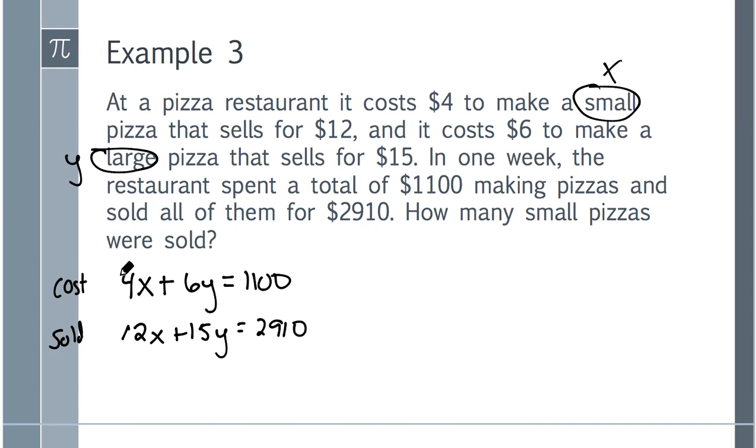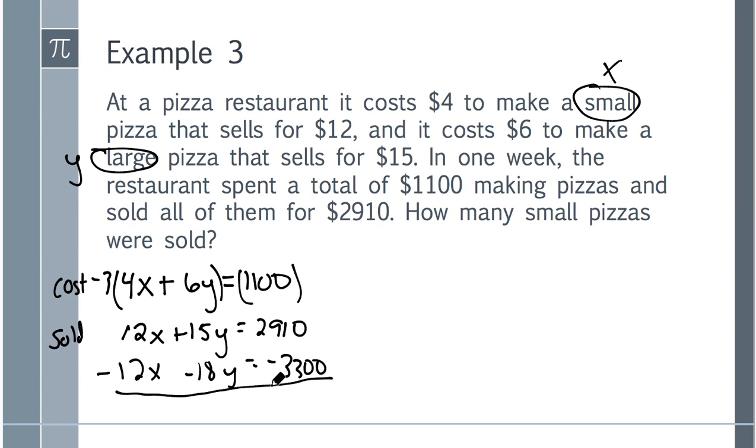All right, now that I have my system, I need to eliminate a variable, and it looks like I can easily get rid of my x's by multiplying the top equation, or the first equation, by negative 3. And then when I do that, I get negative 12x minus 18y, and that's going to equal negative 3,300. When I add these together, my x's cancel, and I'm left with negative 3y equals negative 390. Dividing both sides by negative 3, and you get y equals 130.